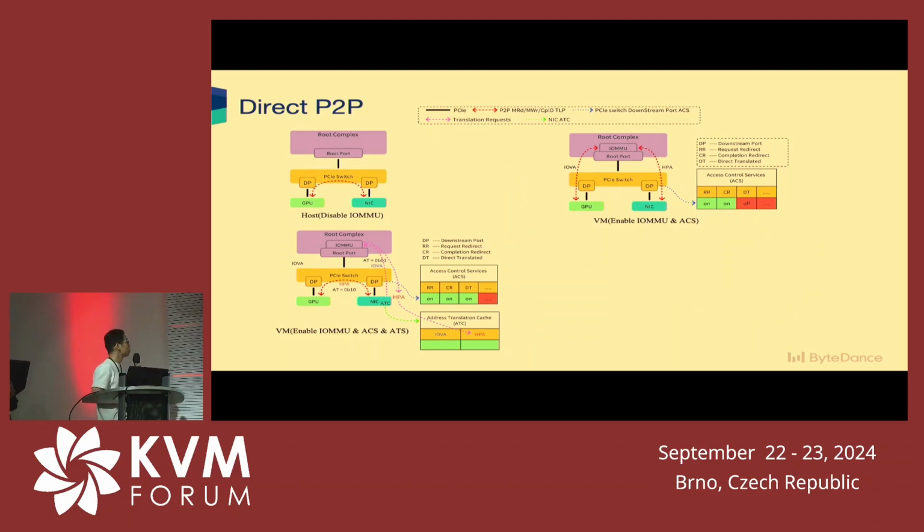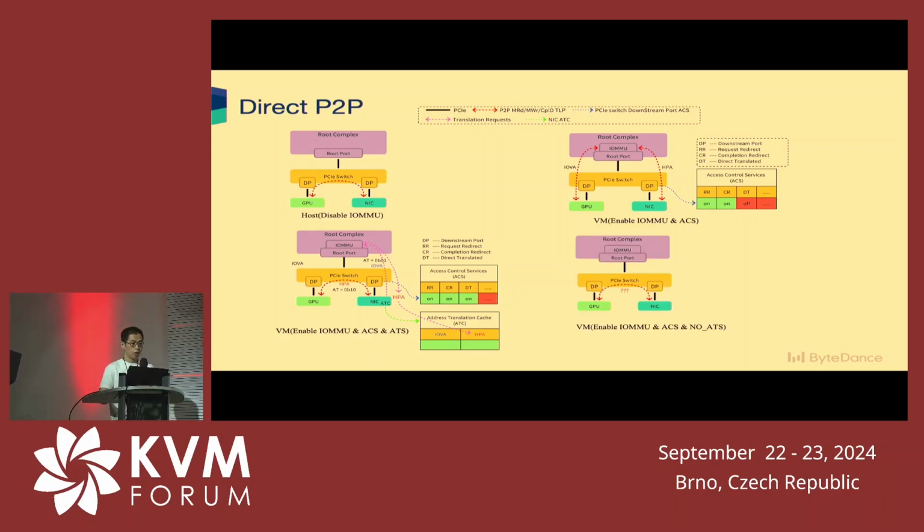So now we have introduced the transmission path of the TLP when IOMMU is disabled in the host, and when IOMMU is enabled in the VM without ATS and with ATS. So our problem is: for the device without ATS in the VM, is it possible to ensure that the transmission path of the TLP is the same as when the host disables IOMMU, and with ATS supported in the VM? Like this. We want to ensure the transmission path is like this.